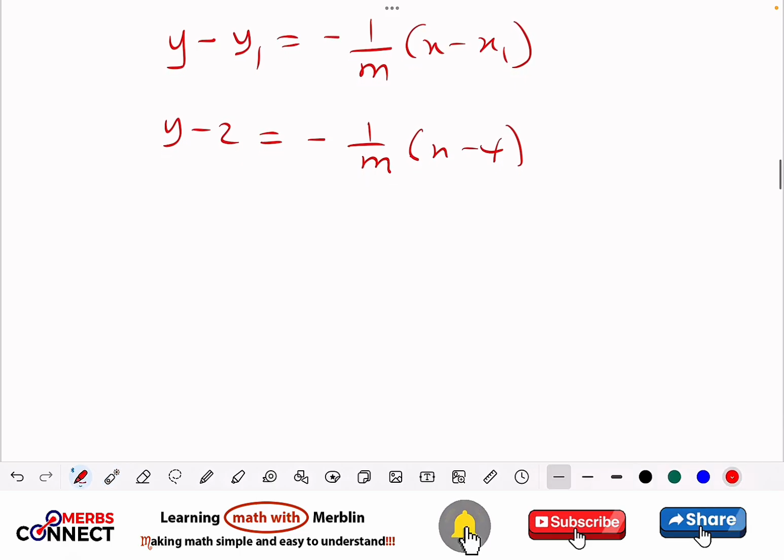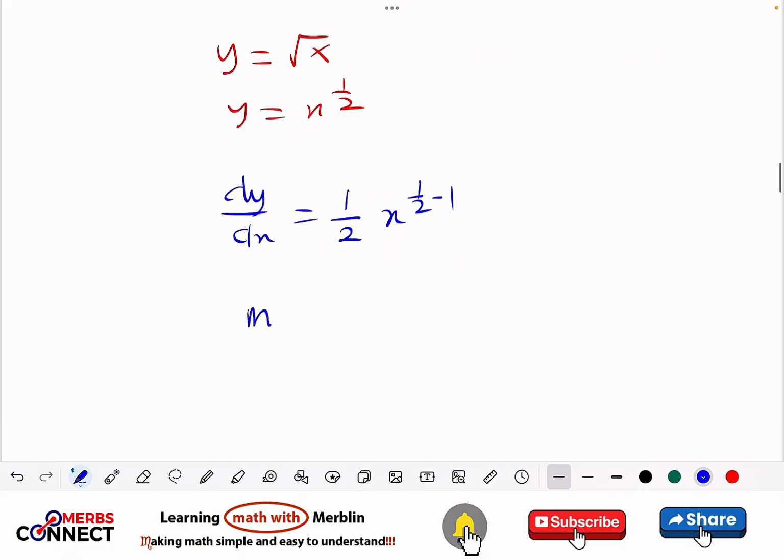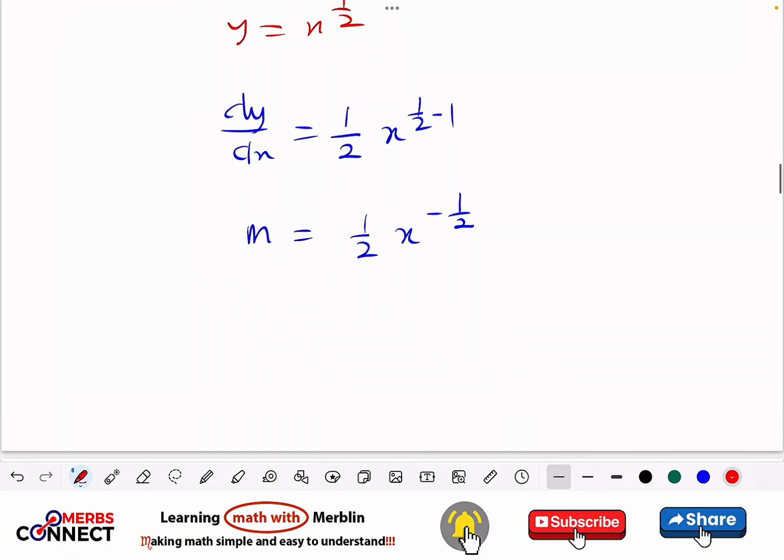So y is equal to square root of x. y is equal to x to the power 1 over 2. So let's find the slope. dy over dx is equal to 1 over 2 x to the power 1 over 2 minus 1, which is the same as the slope. So 1 over 2 x to the power minus 1 over 2. So what is this? This is the same as 1 over 2 divided by x to the power 1 over 2 when I bring it down. And this is the same as 1 over 2 square root of x.